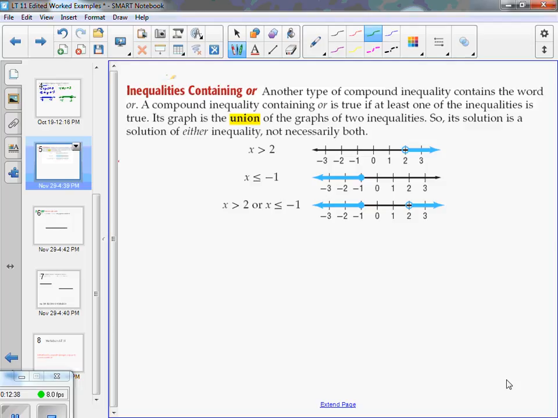So another type of compound inequality contains the word "or." A compound inequality containing "or" is true if at least one of the inequalities is true. As long as one of them is true, the other one doesn't have to be true, and it's still considered a true statement. I know, right? Doesn't seem fair, but that's the way it works.